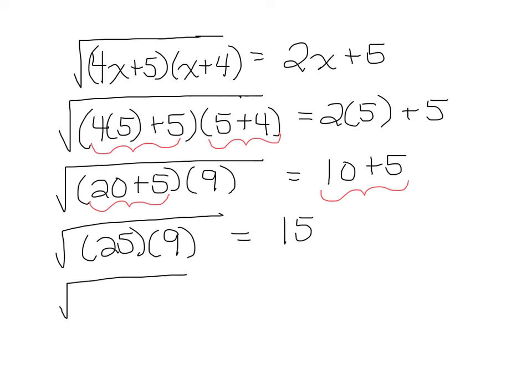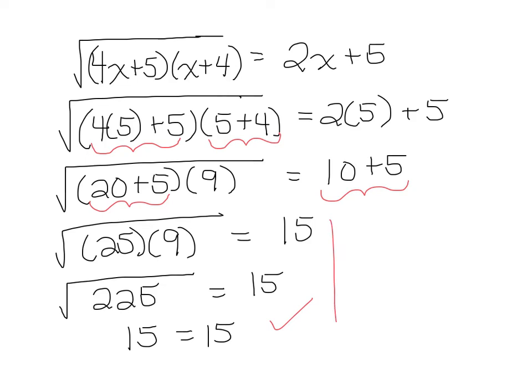25 times 9 is 225, and the square root of 225 is in fact 15. Therefore our solution works. Our solution is x equals 5.